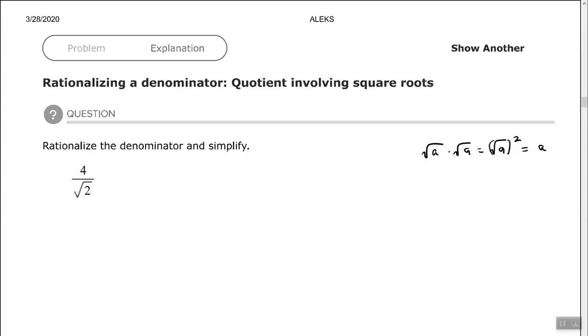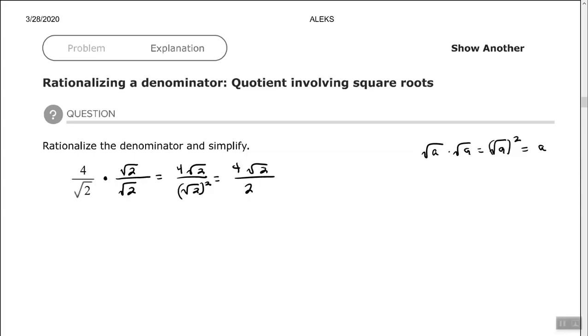So in this one, we're going to multiply by the square root of 2. Now remember, whatever you do in your denominator, you have to do in your numerator to keep this thing balanced. So that really means you're multiplying by 1 or multiplying by itself. So that's good. Multiply by 1. So now we have 4 times the square root of 2, and then the square root of 2 times the square root of 2, or the square root of 2 squared. So 4 times the square root of 2, and the square root of 2 squared is just 2.